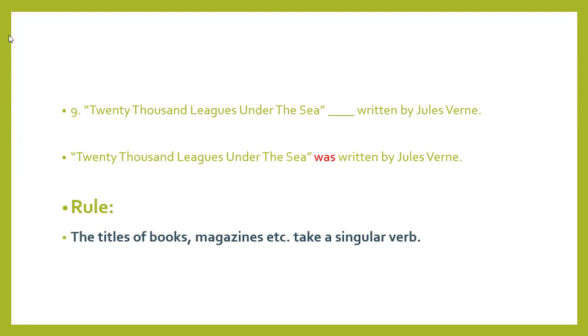The rule is the title of books, magazines, etc. take a singular verb, like in sentence number 9. 20,000 leagues under the sea is the title of a book. So this subject is singular. It requires a singular verb, was. 20,000 leagues under the sea was written by Jules Verne.